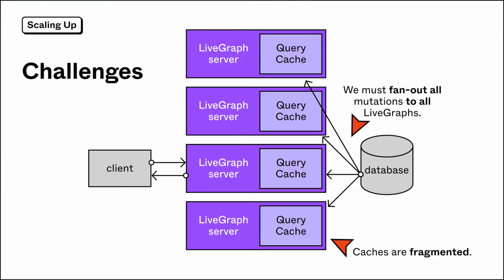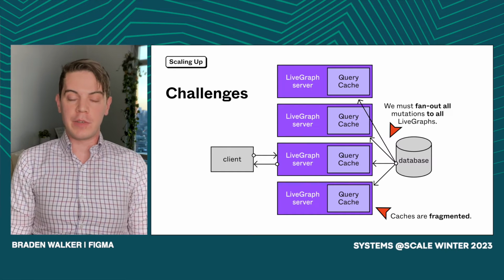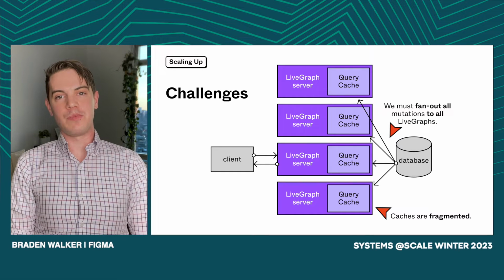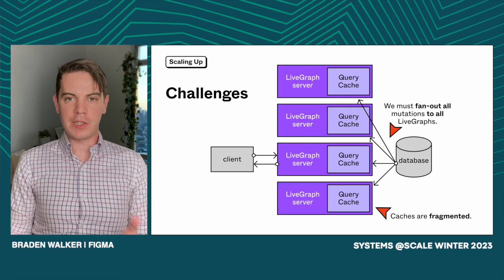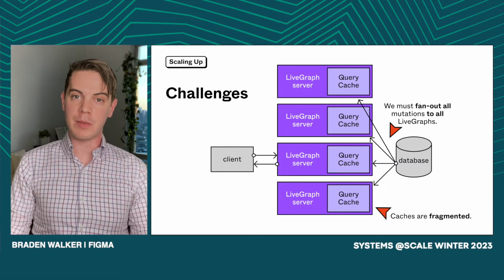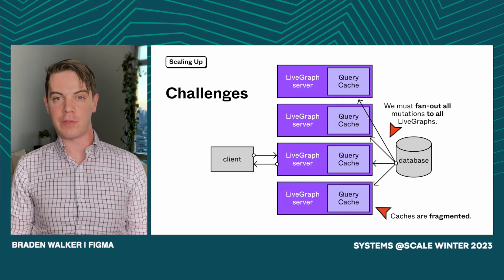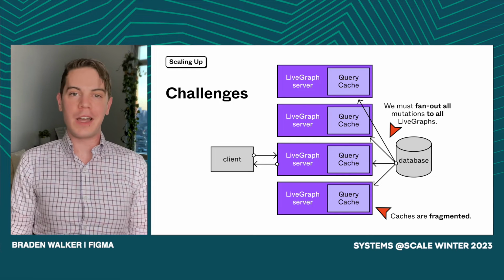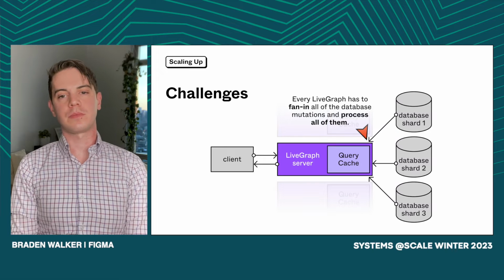Two, the caches are fragmented. So we have query caches that live inside each one of these nodes. And because Figma is inherently a collaborative product, right? You might be collaborating with somebody else on the same content, but you're probably talking to separate LiveGraph servers. And so you're not likely to hit a warm cache.